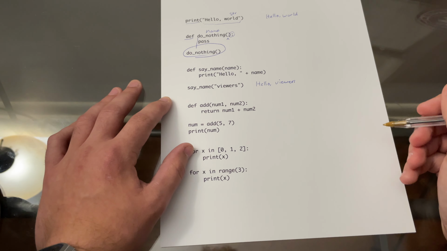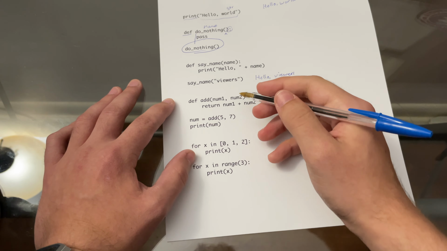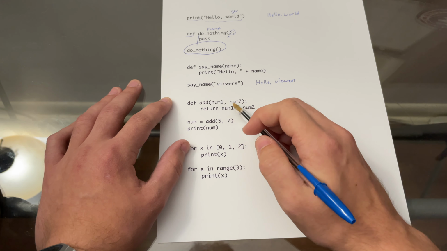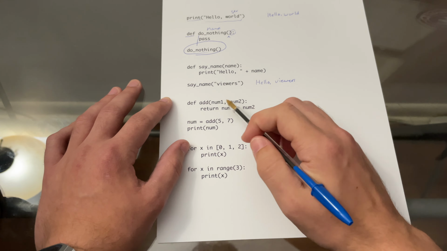Pretty simple. Next we can look at another function called add. Here I've declared this function to have two variables, num1 and num2. I could have called these x and y, or a and b if I wanted to, but I chose num1 and num2.